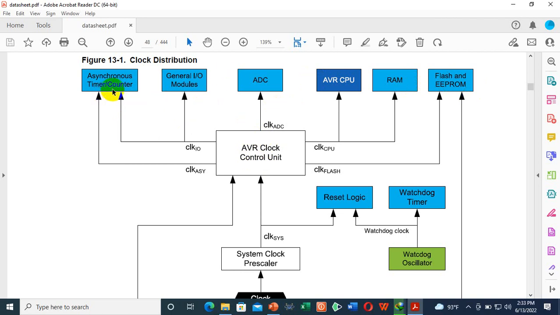They are the different functional blocks of the microcontroller. For example, let's say the asynchronous timer counter. This is another timer counter we have covered in the last 3 classes: timer 0, timer 1, timer 2. Timer 0 and timer 2 are 8-bit counters, and timer 1 is a 16-bit counter. They work asynchronously. To work, they need the clock, so they get the clock from the AVR clock control unit. Second block, general I/O modules, for input-output operation. Again, they need the clock to perform the operation.